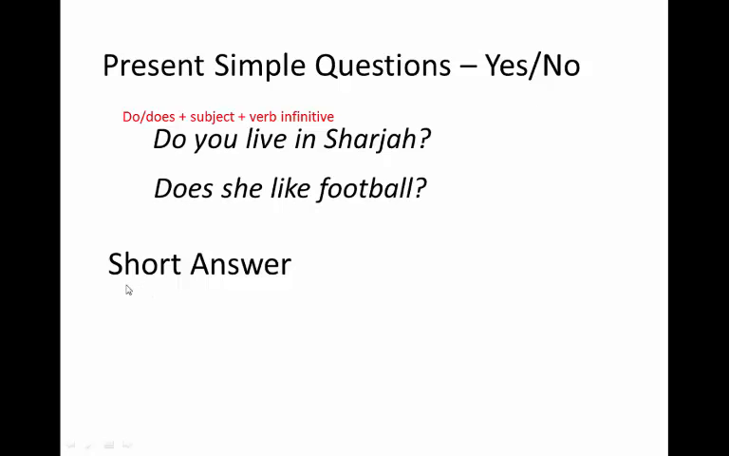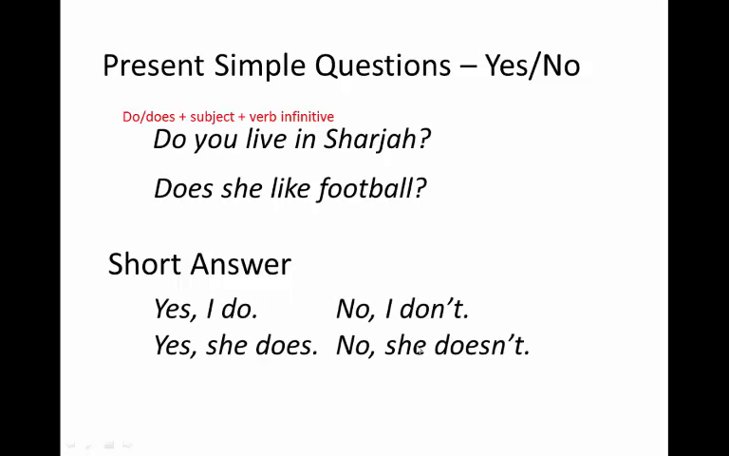Does she like football? We can just say yes or no. But usually it's better to give what we call a short answer. Yes, I do. No, I don't. Yes, she does. No, she doesn't. Yes, we do. No, we don't. So we use yes or no, but it's more polite and sounds better to then use the subject and the auxiliary verb, the do, does, after it. We call this a short answer. Do you understand? Yes, I do.